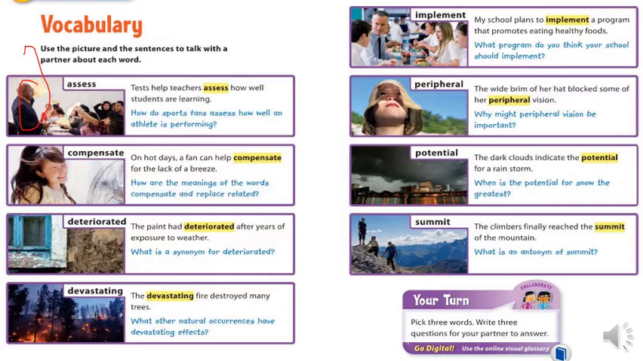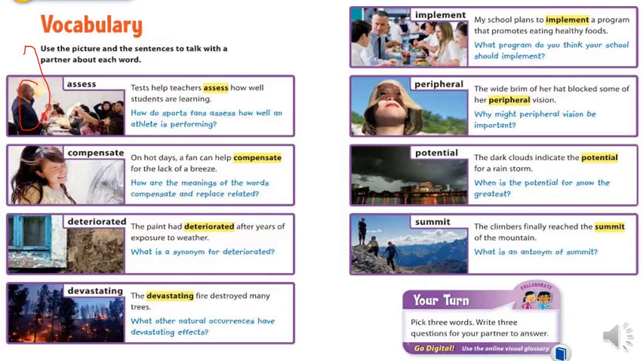Implement. My school plans to implement a program that promotes eating healthy foods. So I'm trying to implement, or I'm trying to create, to start something. Peripheral. The wide brim of her hat blocked some of her peripheral vision. So her peripheral vision means the vision in which she can see.